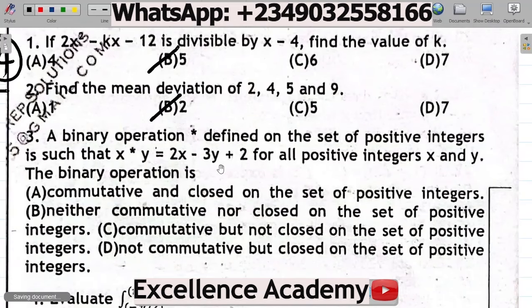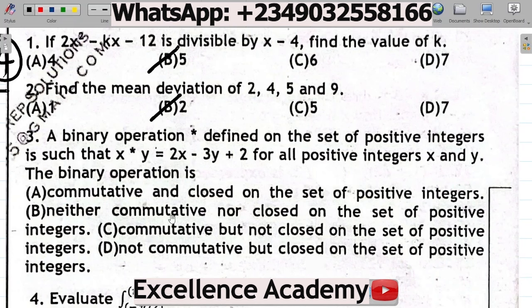Next up, question number 3. Question 3 says, a binary operation asterisk defined on the set of positive integers is such that x asterisk y is equal to 2x minus 3y plus 2 for all positive integers x and y. The binary operation is A, commutative and closed on the set of positive integers. B, neither commutative nor closed on the set of positive integers. C, commutative but not closed on the set of positive integers. D, not commutative but closed on the set of positive integers.